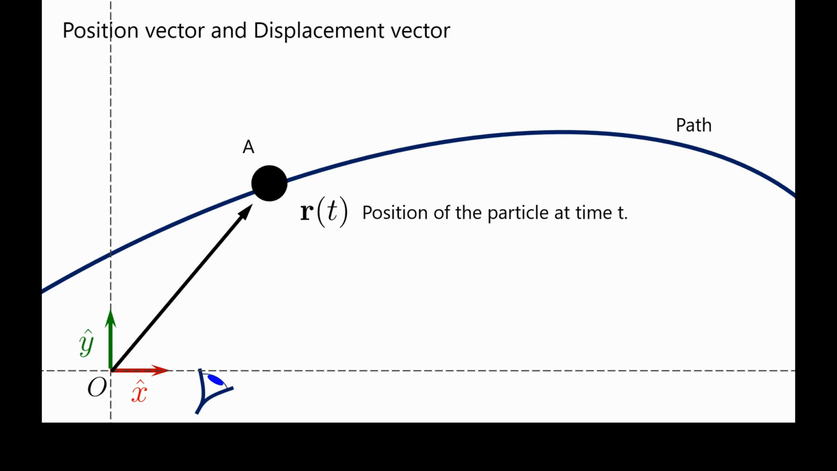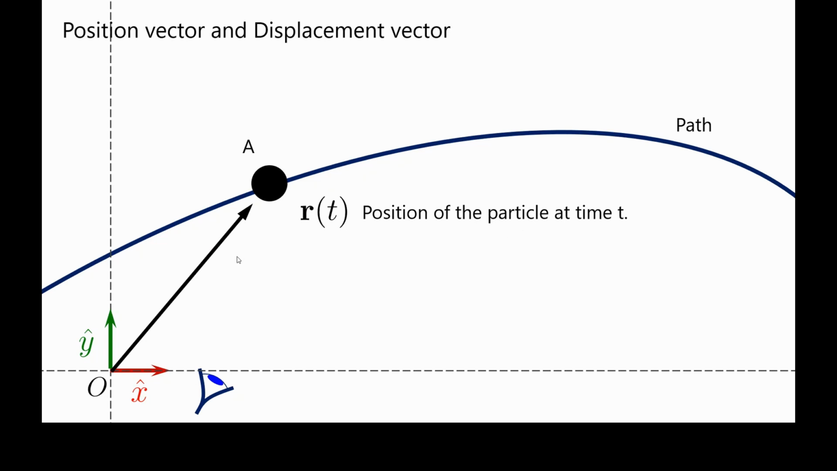So let's say this blue curve here is the path or the trajectory of this black dot. So your black dot is moving along this path, this trajectory. Of course, this trajectory is some function of time. Your position changes over time. Therefore, your position is a function of time. And you call that function r(t). So r(t) is your position vector, the position vector of the particle at time t.